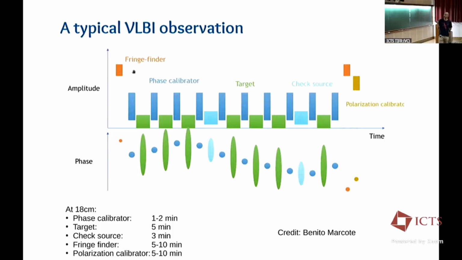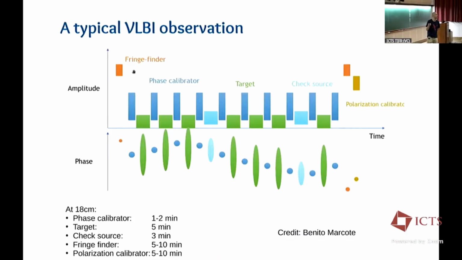Our target is typically faint, and you don't see much there, but the phase calibrator is bright, and you just cycle some, say, 2 minutes on the phase calibrator, 5 to 6 minutes on the target, because the coherence length at L band is some 5 to 10 minutes, depending a bit on the weather. And then in between, we often also observe a so-called check source.